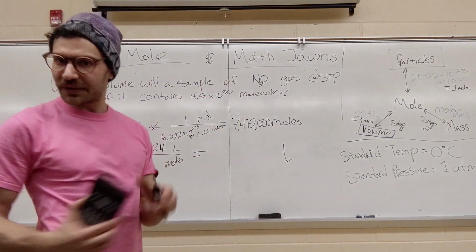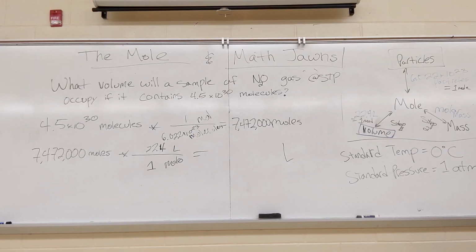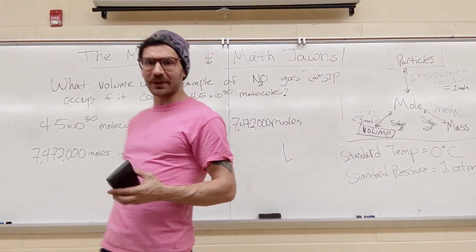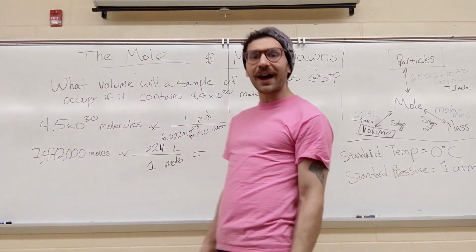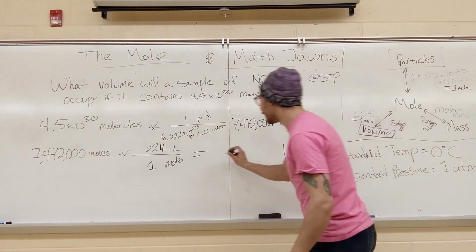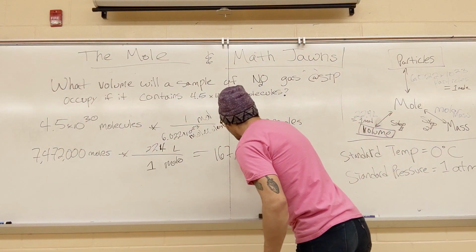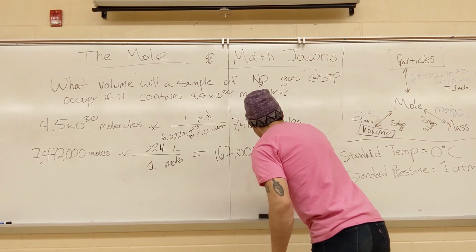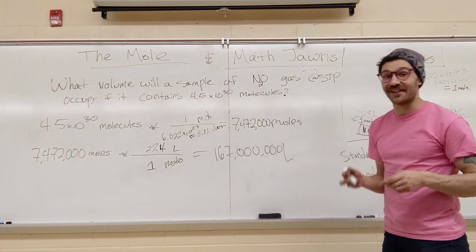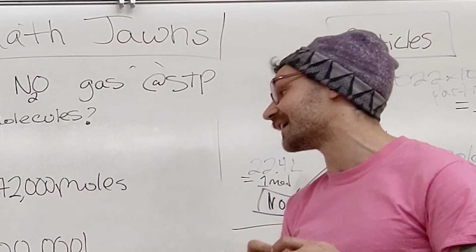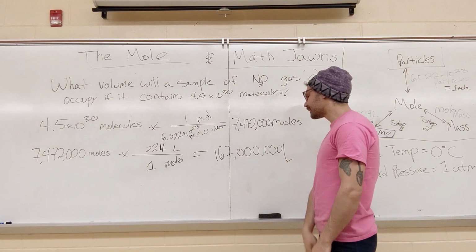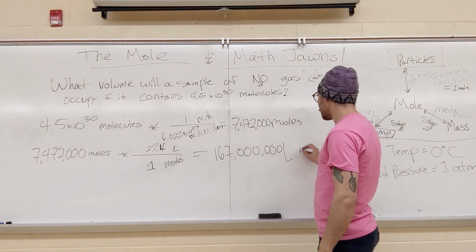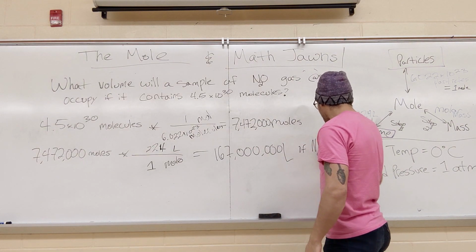Let's do it with the calculator. Dude, that is such a big number. 167 million, we're just going to round to that. 167 million liters of this laughing gas. That's a lot of laughing gas. That's tanks on tanks on tanks of laughing gas. Cool. Well, that's our final answer. We should specify this a little bit nicer. That many liters of N2O.